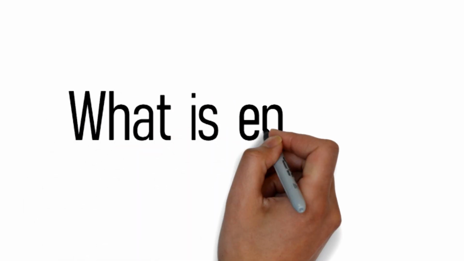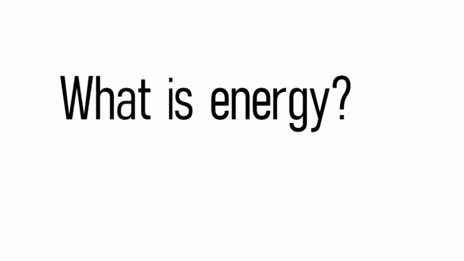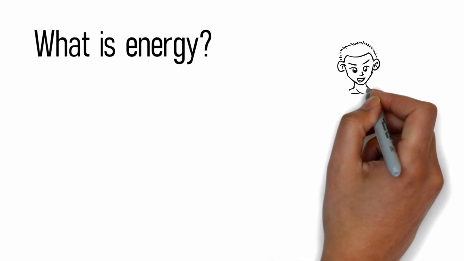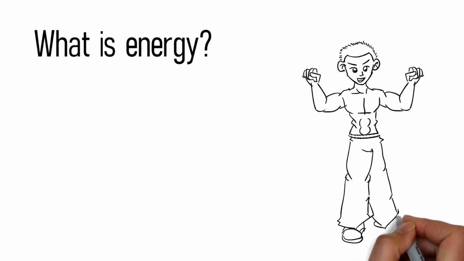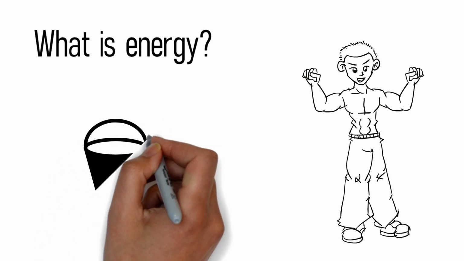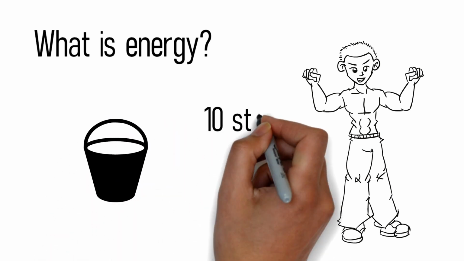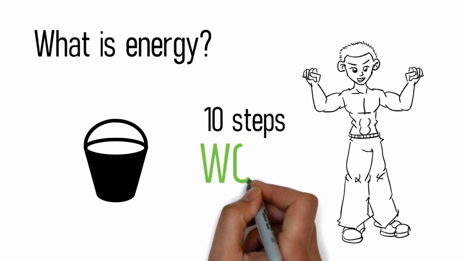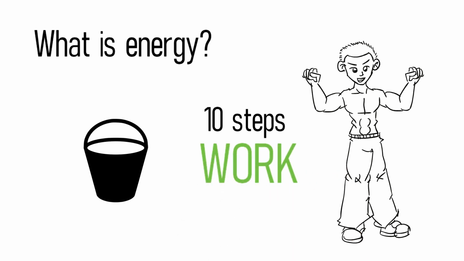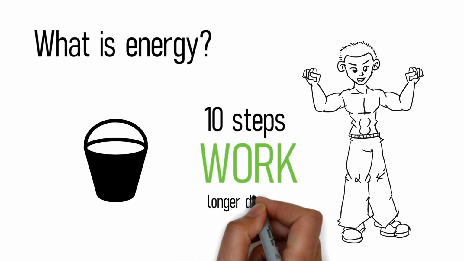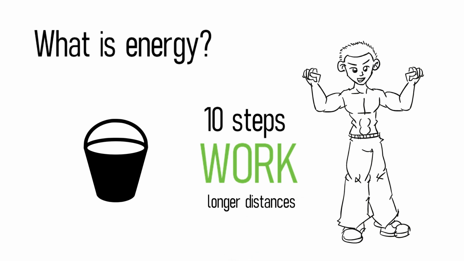Energy is the capacity to do work. Wait, I said I will make this easier, right? So let's consider you as an example. Say you pick a bucket full of water and you walk about 10 steps. It means you just created work, literally. Energy is the ability to do work. If you have lots of it, you have the ability to carry the bucket at very long distances.